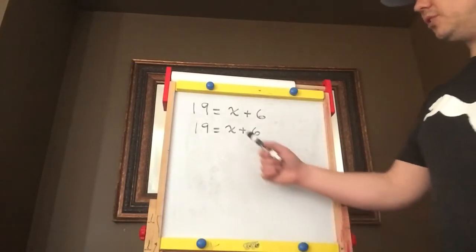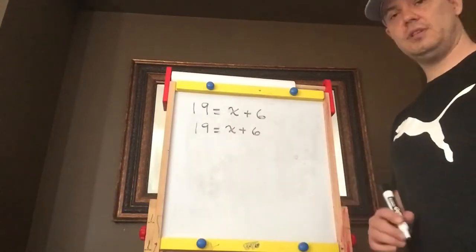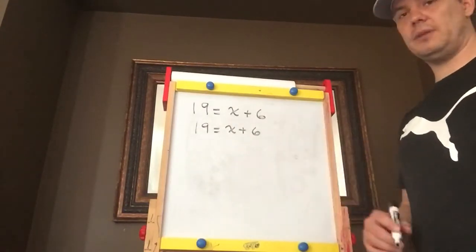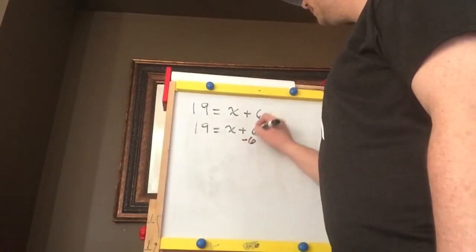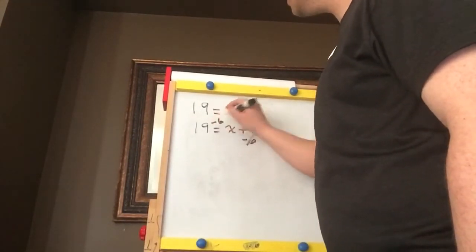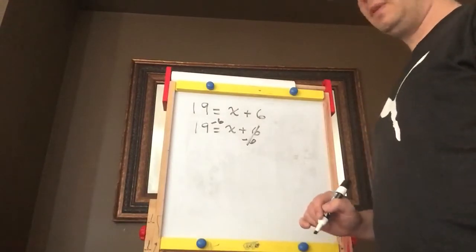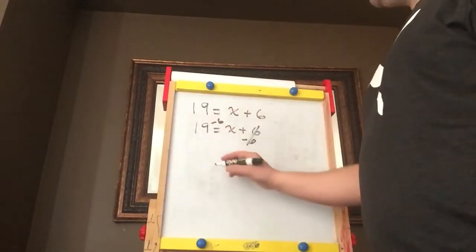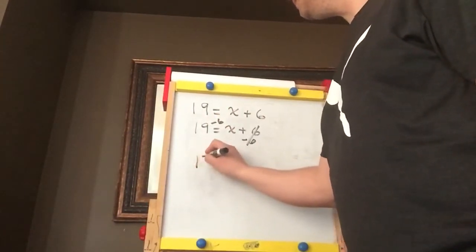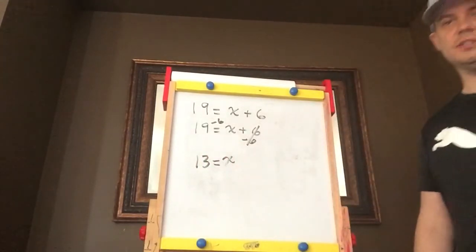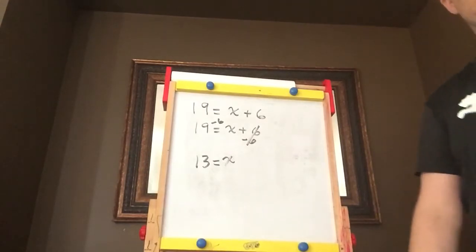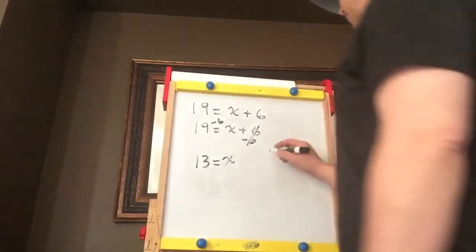So if we take a look, we've got x plus 6 equals 19. So we want to get rid of that plus 6 by subtracting 6. Cancels out. We can subtract 6 from that side. 19 subtract 6 is, keep your variable on the same side it started on, 13 equals x. Okay? And again, our proof.